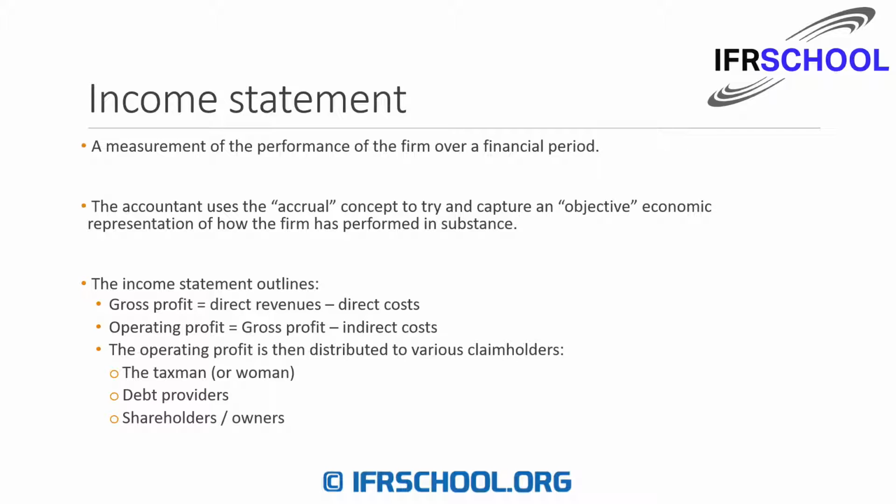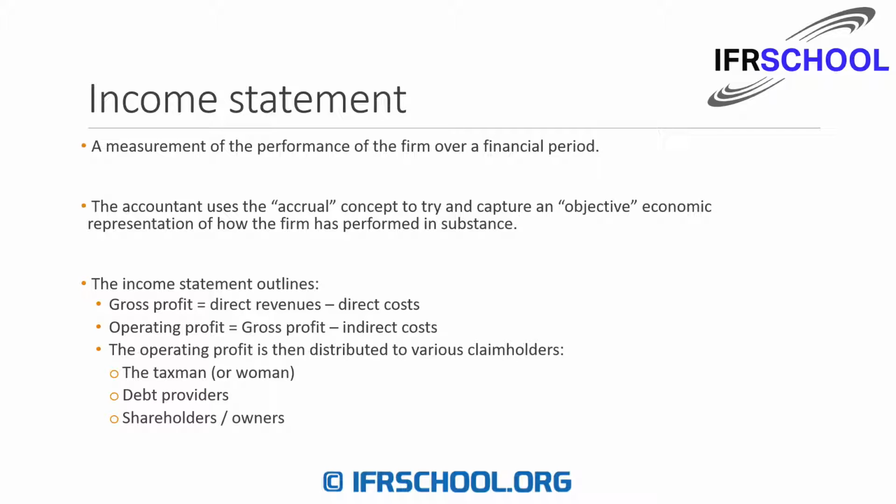The order of the items in the income statement is not arbitrary. The logical flow and the order of the items tell us important information on how the company has generated its profit and how that profit has been distributed amongst the various claim holders.